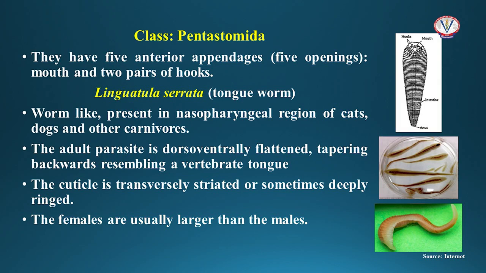It is worm-like, present in the nasopharyngeal region of cats, dogs and other carnivores. The adult parasite is dorsoventrally flattened, tapering backwards, and resembles a tongue. The cuticle is transversely striated and sometimes deeply ridged. The females are usually larger than the males.